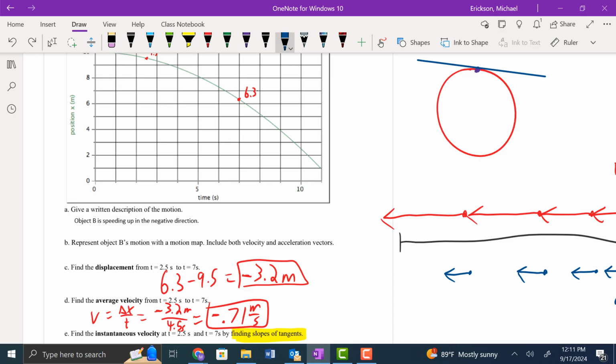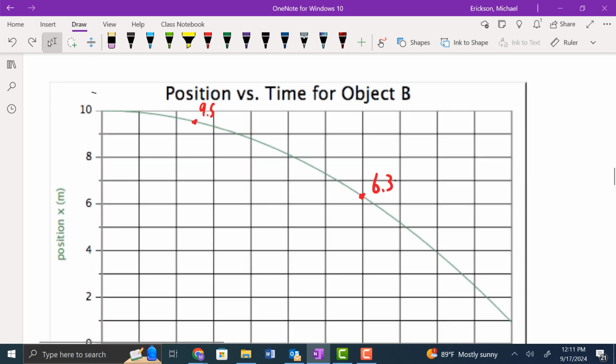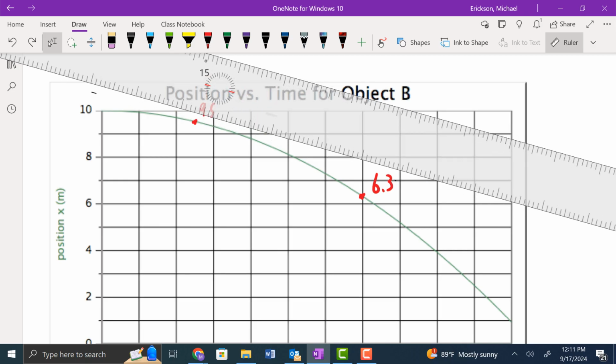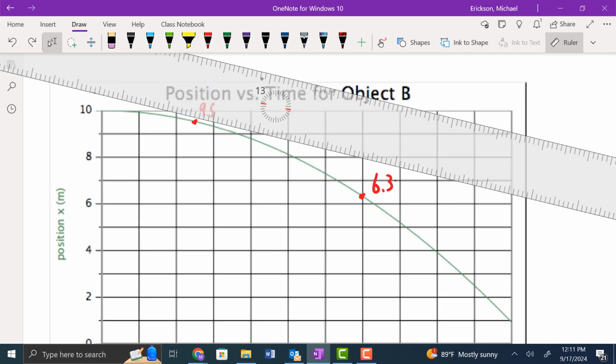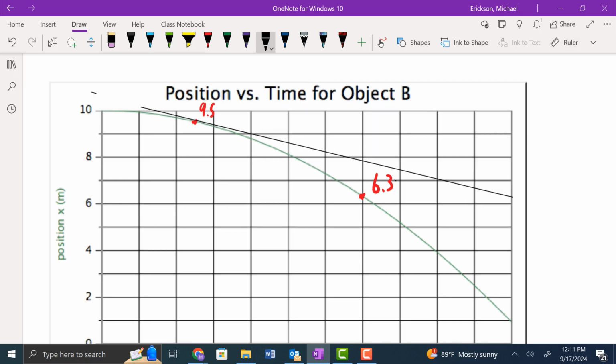So going back here, I'm doing this for 2.5 and 7 seconds. So 2.5, I'll do that one first. That looks like maybe just a little shallower. All right, I think that's the closest we'll get. And try to be as precise as you can, but as a grader, I'm not going to be super harsh on it.